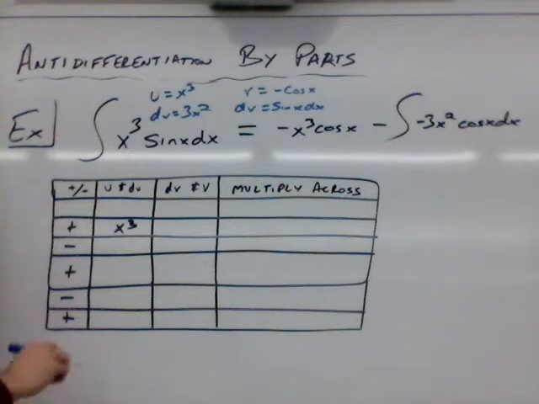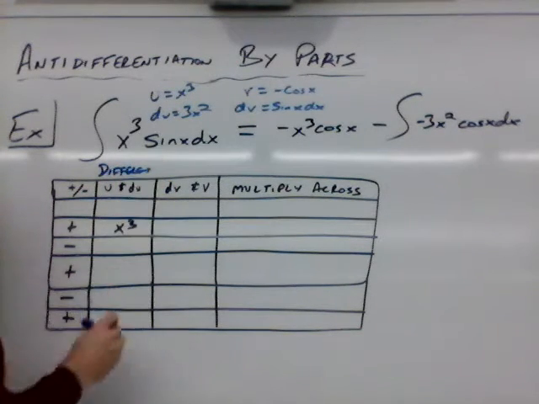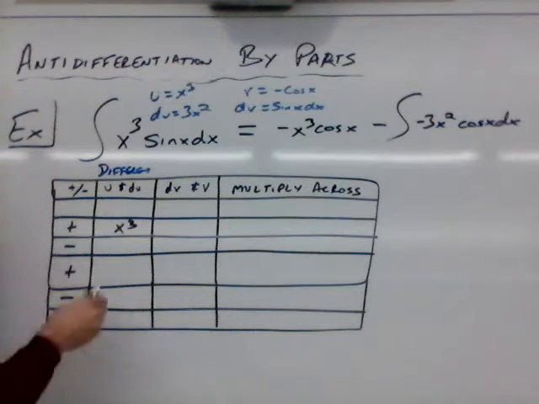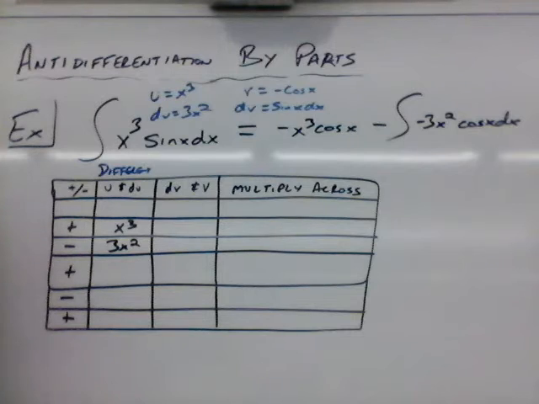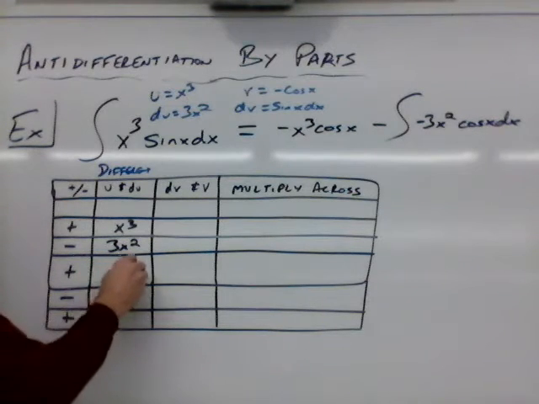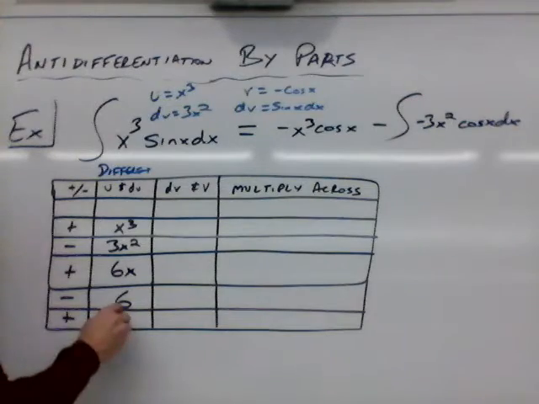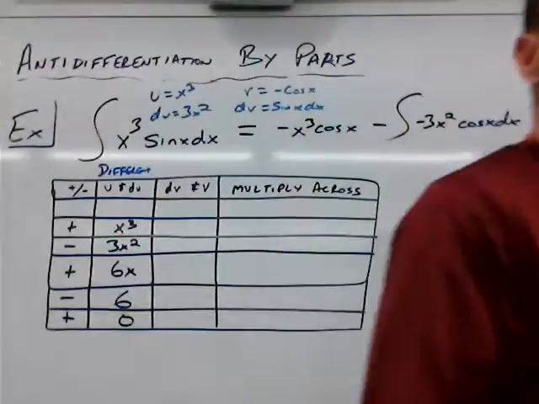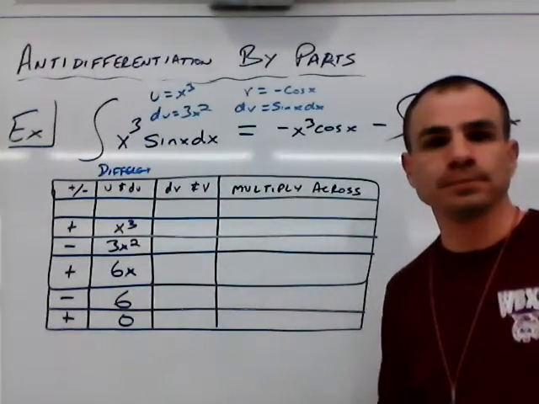All right, and what's going to happen is we're going to differentiate this entire column. All right, so what's the derivative of x cubed? 3x squared. So what's the derivative of 3x squared? 6x. What's the derivative of 6x? 6. What's the derivative of 6? It's 0. All right. These are all going to be a part of our answer.